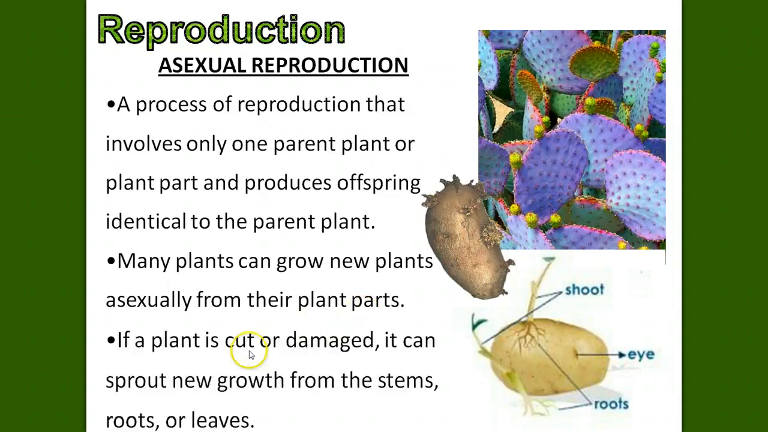If a plant is cut or damaged, it can sprout new growth from the stems, roots, or leaves. So, if we have this little piece of this potato, the eye of the potato, see down here where the eye could grow a little tiny shoot, and then roots could grow down through the bottom, and we get a whole potato plant that can grow a whole bunch of potatoes.